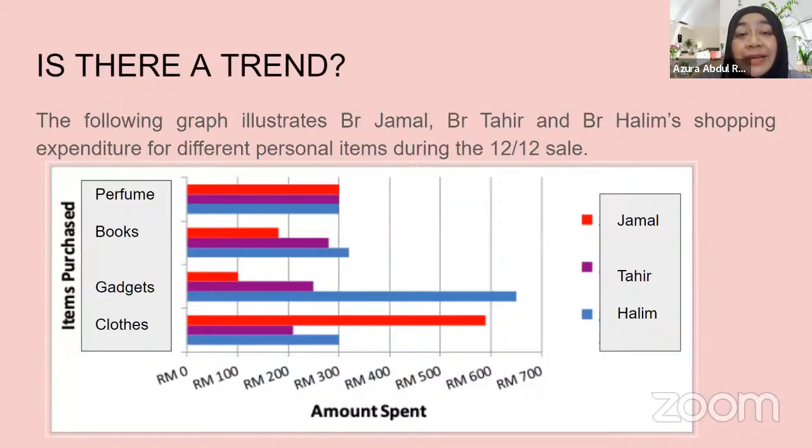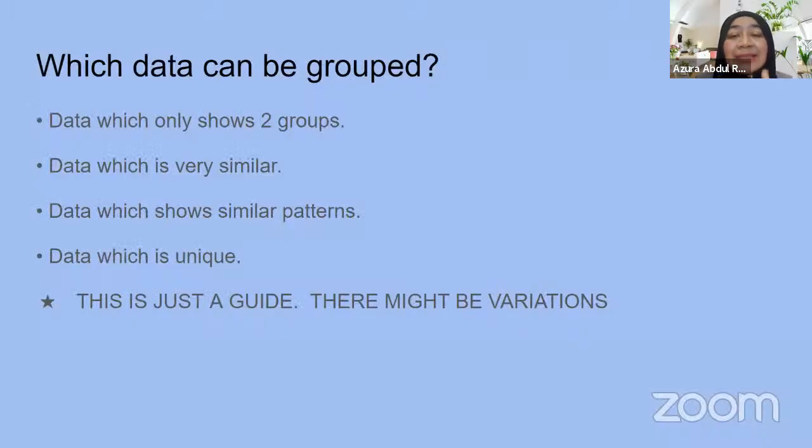So if I were going to write a data analysis here, I would write about the perfume and the gadgets, because one is exactly the same, and the other is because of the vast difference in the amount Jamal spent versus the amount that Halim spent. Again, this is just a guide. There are many other variations. There's no one set way of doing it. So whichever data you choose, make sure you analyze it well and that you choose just certain data, not all the data. Got it?